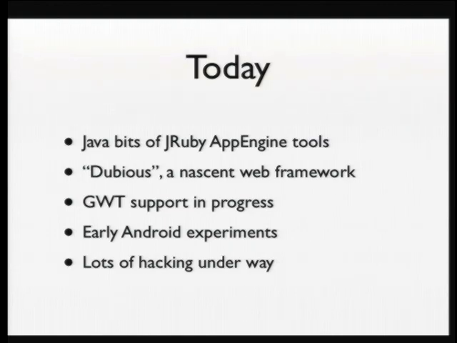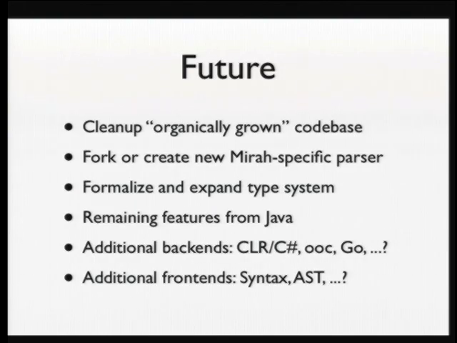So places where this is being used today: the Java bits and pieces in the JRuby App Engine tooling is actually written in Mirah. I showed you Dubious. There's a contributor on the list that's adding the bits and pieces necessary to do GWT applications, writing in Mirah instead. I think the main thing was just getting the little inline JavaScript native things to work. Of course, I showed some early Android experiments, and it's a young code base, but there's a lot of fun stuff you can do with it, and there's a lot of hacking going on right now. All right, so I showed you the apps.